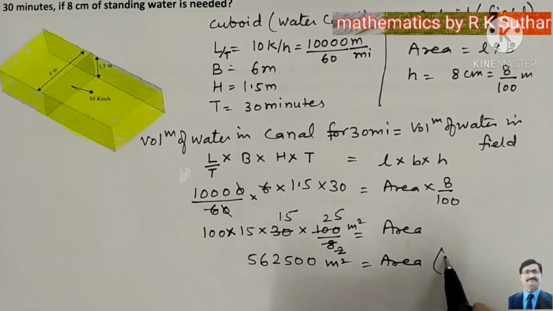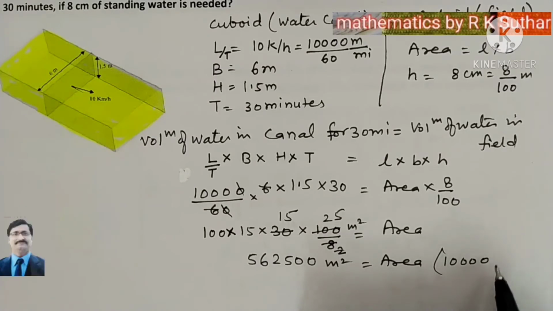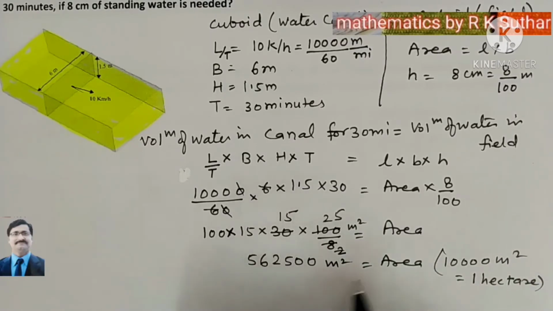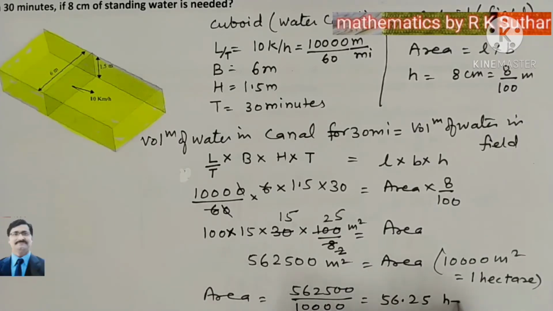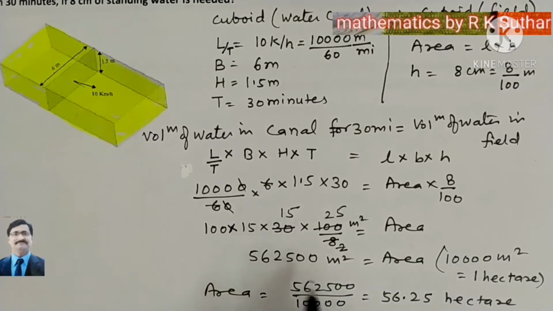Now look here, we know that 10,000 meter square equals 1 hectare. So we can change this area in form of hectare. So this is 562500 upon 10,000, so we can write here 56.25 hectare. It is not necessary to change in hectare. If you write this answer, then also it is a correct answer. All of you understand this?